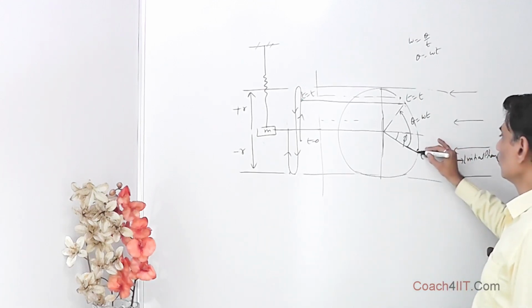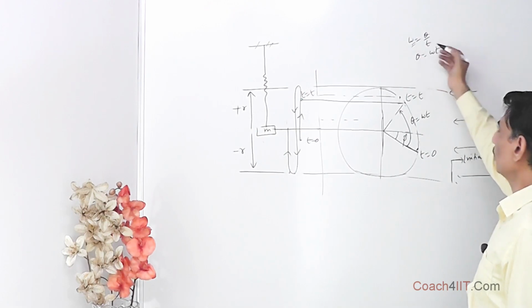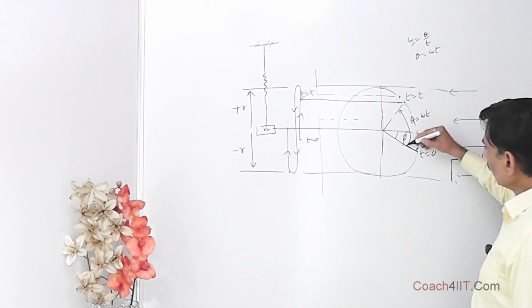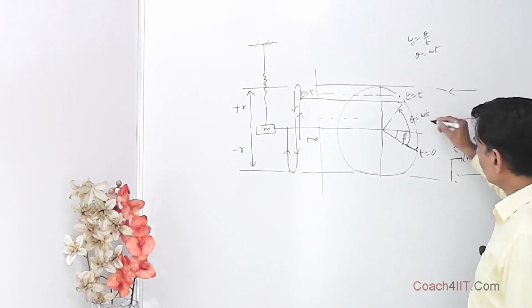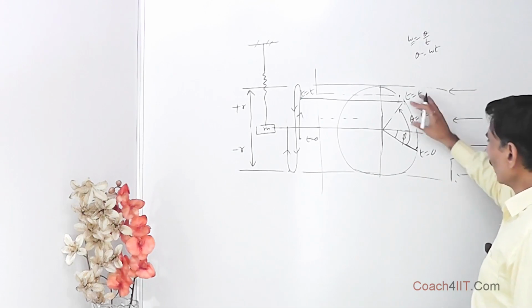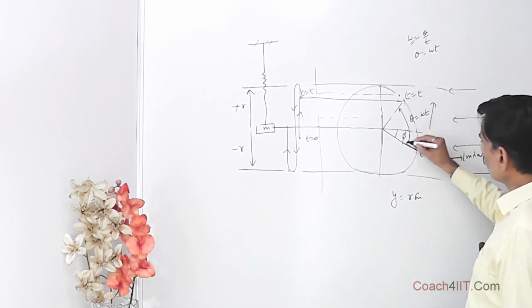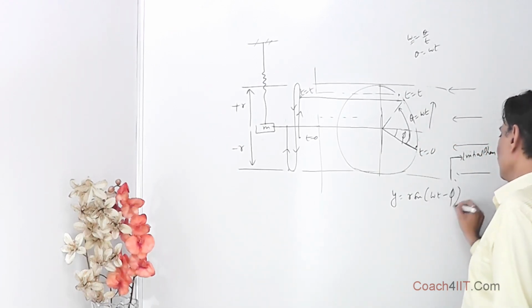Obviously, this particle is moving with angular velocity omega, from t is equal to 0 over here. So in time t, theta is going to be omega t, from here to here. But what is the displacement from the mean position? That is only this much. So over here we will say y is equal to r sine of the total angle minus this, that is omega t minus phi.